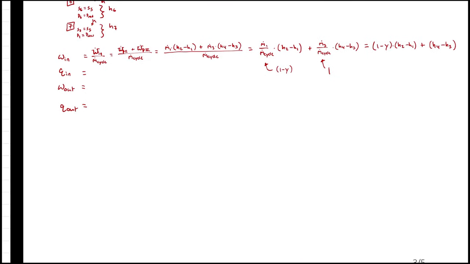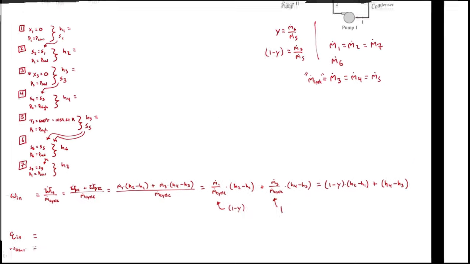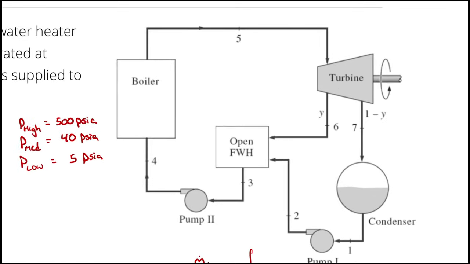Cool, one quantity down. Three more to go. What is the specific Q in to this cycle? You're right, it's H5 minus H4. The reason it's just H5 minus H4 is because the mass flow rate going through the boiler is the mass flow rate of the cycle. So if I were to write Q in divided by m dot cycle, and then substitute in m dot 4 times the quantity H5 minus H4 divided by m dot cycle, that would simplify down to 1 times the quantity H5 minus H4.